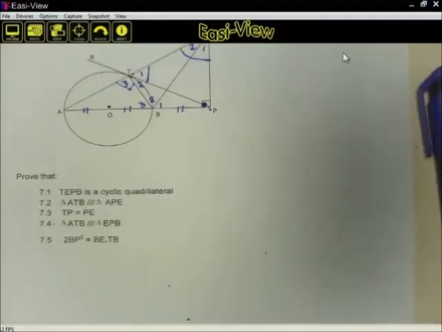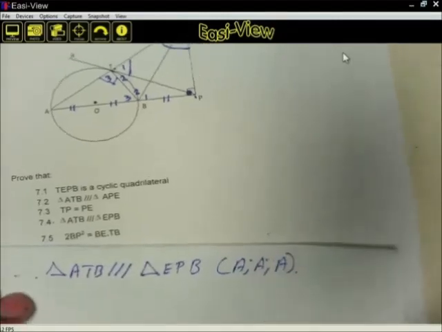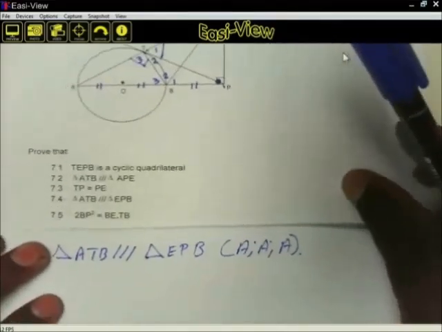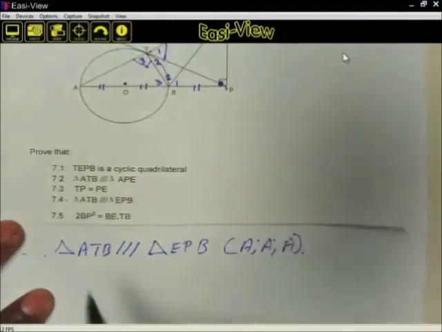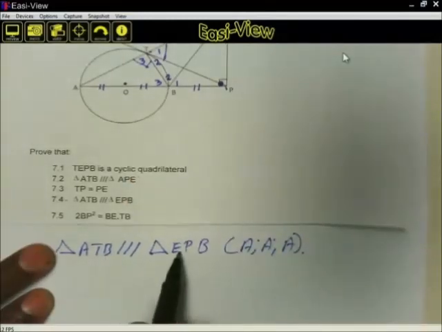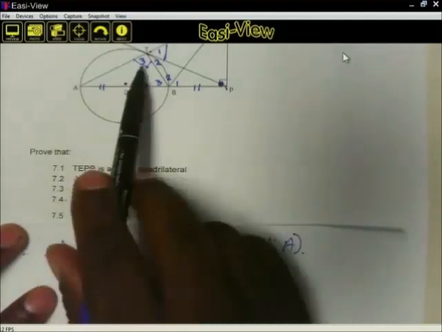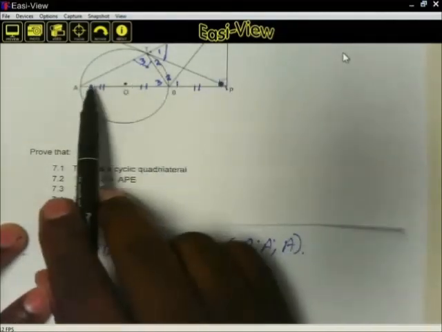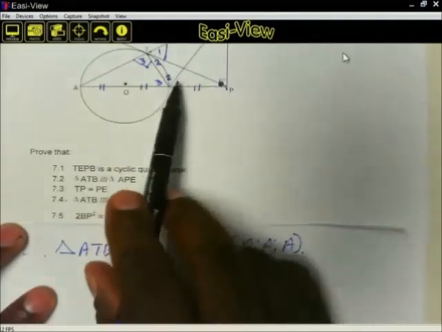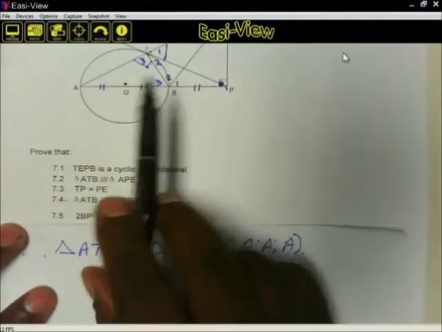We have proven that triangle ATB is similar to triangle APB. The last part of the work problem is here: 7.5. We have already proven that triangle ATB is similar to triangle EPB. Why do we say the two triangles are similar? Angle T3 equals 90, angle A equals angle E1, and angle B3 equals angle B1. So they are equiangular.